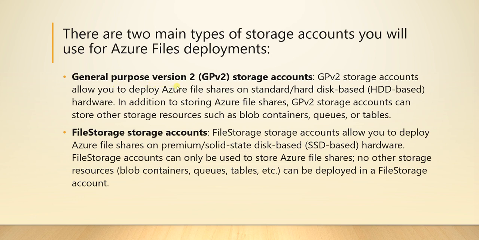Using general purpose storage accounts, we can deploy Azure file shares on hard disk drives, whereas we can use solid state drives, which are SSD, in file storage accounts. And when we go with general purpose version 2, we can store other storage resources such as blobs, containers, queues or tables. But when we choose file storage, we don't have the blobs, containers, queues and tables. We only have file shares.